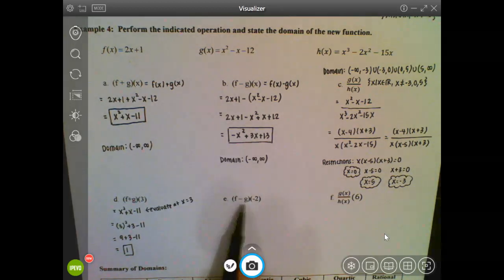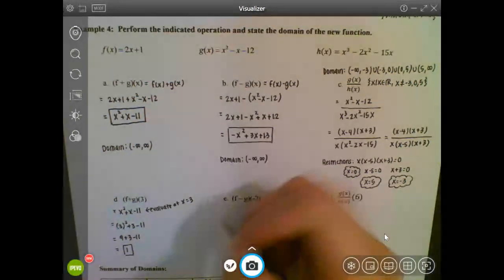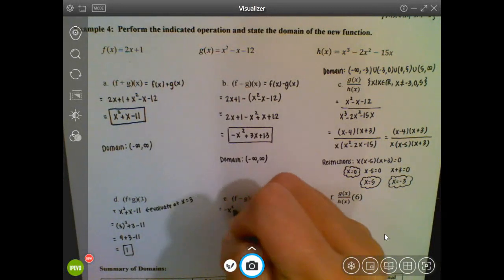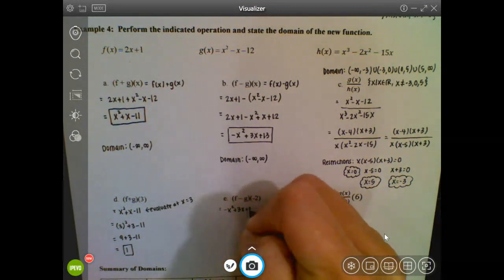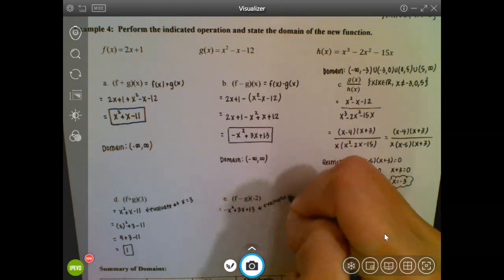Similar thing here with E. So it's asking us to do f minus g and evaluate that at -2. Well, we already did f minus g up here. We know the f minus g is -x squared plus 3x plus 13. And that is asking us to evaluate this at x is equal to -2.